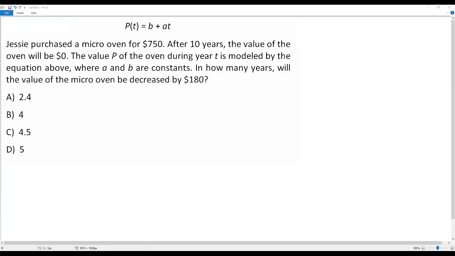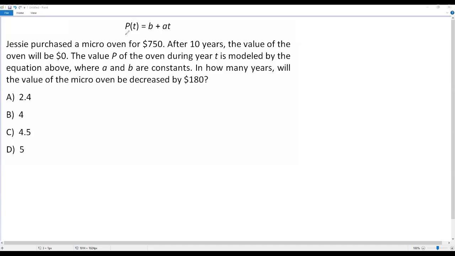Jessie purchased a microwave oven for $750. After 10 years, the value of the oven will be $0. The value P of the oven during year t is modeled by the equation above, where A and B are constants. In how many years will the value of the microwave oven be decreased by $180?